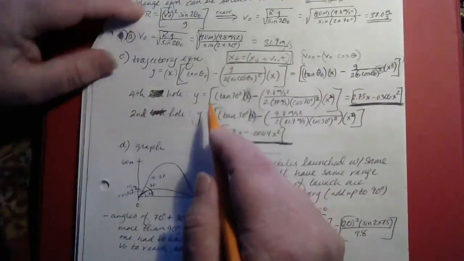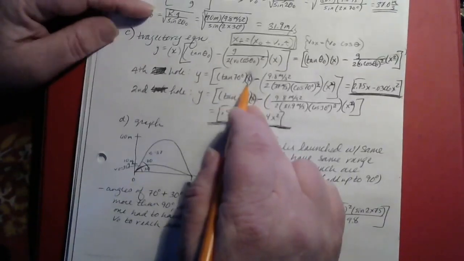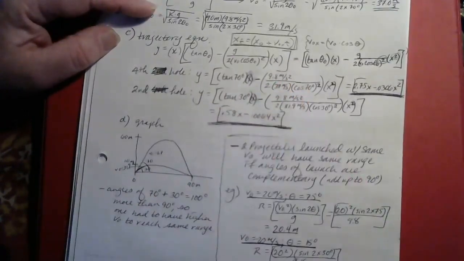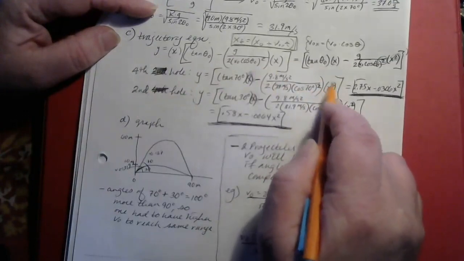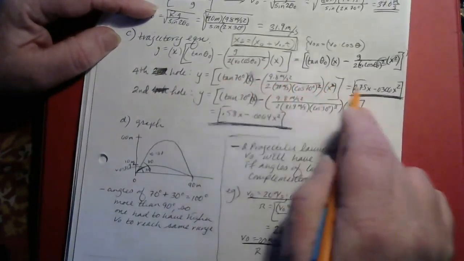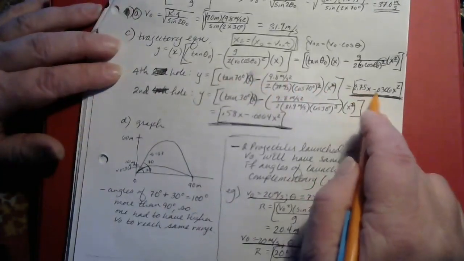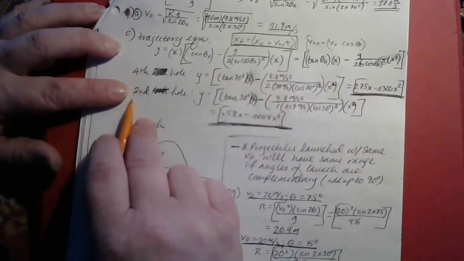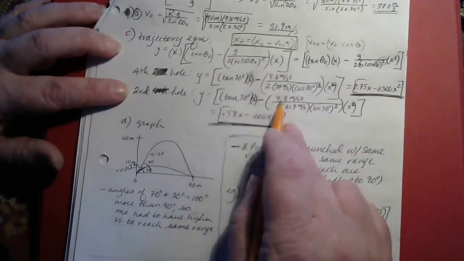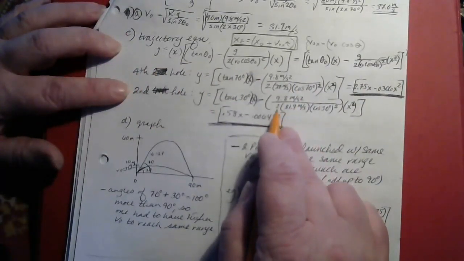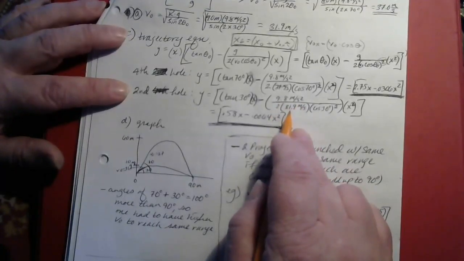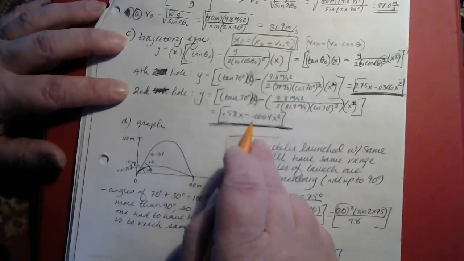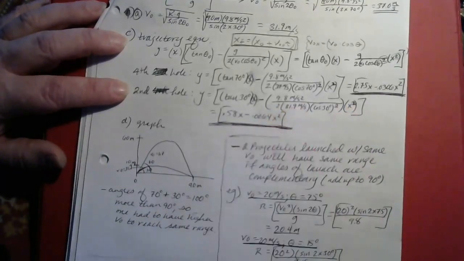So the fourth hole would be tangent of 70 degrees times x minus 9.8 meters per second squared over 2 times 37 meters per second times cosine of 70 squared times x squared. And when you work out the numbers, it comes out to 2.75x minus 0.0306 x squared. And that's for the fourth hole. For the second hole, it's going to be tangent of 30 times x minus 9.8 meters per second squared over 2 times 31.9 meters per second times cosine 30 squared times x squared. And that comes out to 0.58x minus 0.0064 x squared.